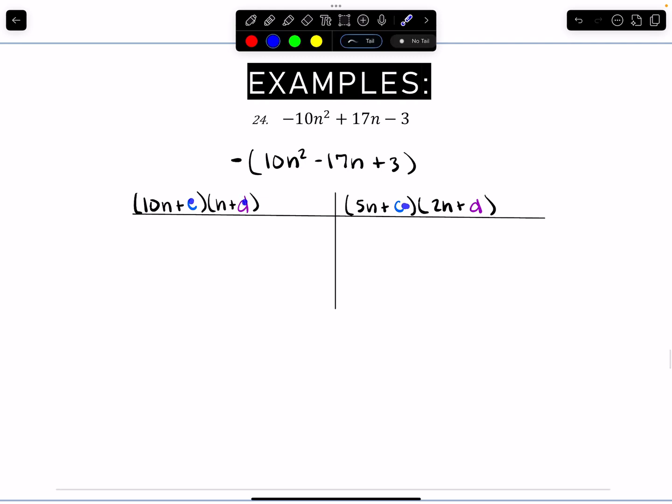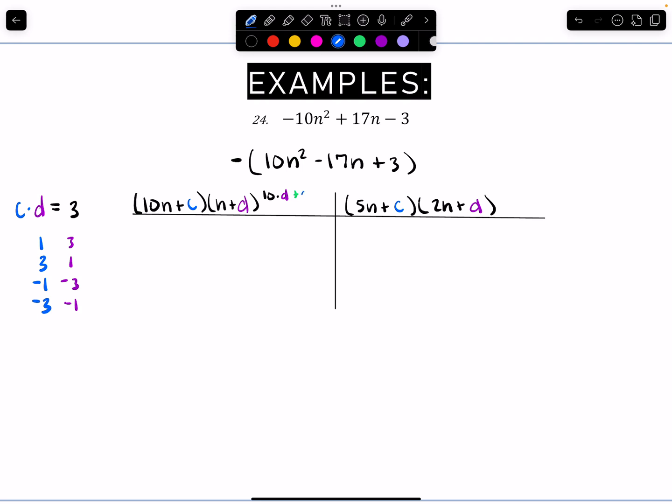Either way, again, this c times the d is going to end up giving us this 3. So either way here, we're looking where c times d is 3. Okay, which means our options are 1, 3, 3, 1, negative 1, negative 3, and negative 3, negative 1. In this case, 10 times d plus c times 1, which is just c, that will give me my negative 17.